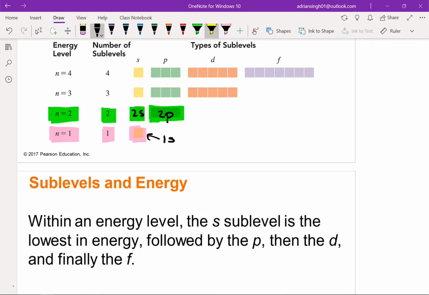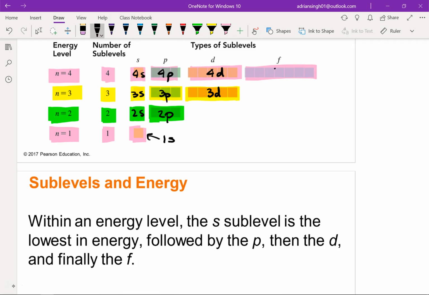Now we get to n equals 3. That tells us we're going to have 3 sublevels. So we start with the S, then we have a P sublevel, then we have a D sublevel, and we'll designate those as the 3s, the 3p, and the 3d. And then we'll end with the fourth energy level. n equals 4 tells us we're going to have 4 sublevels, which will be the S, the P, the D, and now the F. And we'll designate these as the 4s, 4p, 4d, and 4f sublevels.